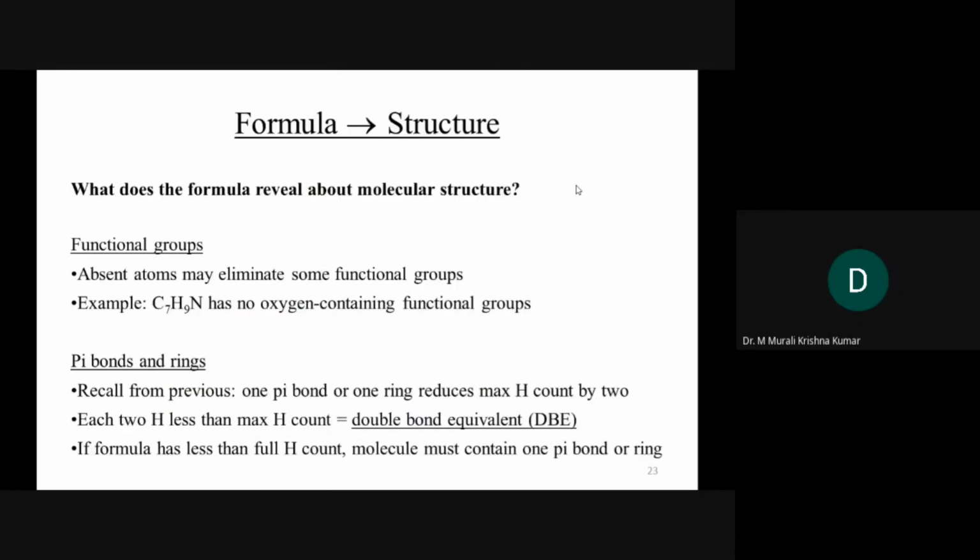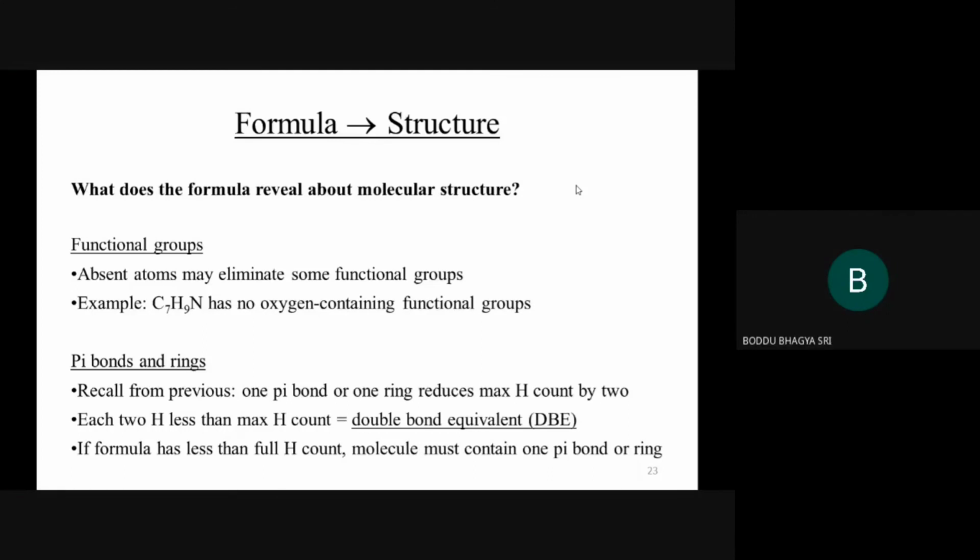Friends, with this I am concluding one part of my lecture, that is how we can obtain molecular formula information from mass spectra of a very simple technique like electron impact mass spectrometry. Is it clear to all of you? We are going to practice these problems in our future lectures.